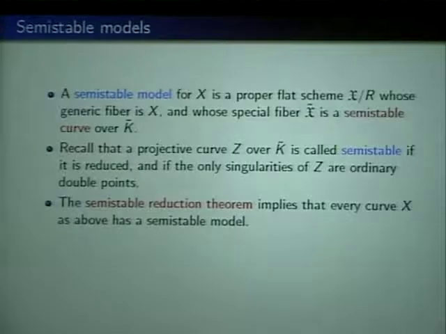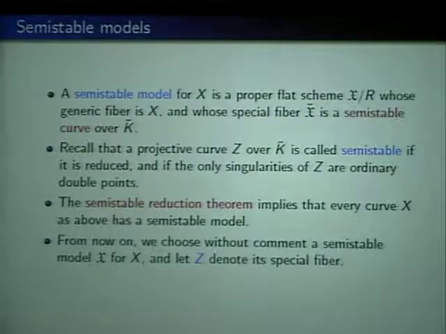So in higher dimensions, there's a serious problem in visualizing Berkovich spaces, partly due to the lack of suitable analogs of this theorem. But in dimension 1, one knows that every curve admits a nice model, from which one can build a model of the Berkovich space in a way that I will describe. And so I will choose without comment, for the most part, some semi-stable model, script X, and I will let Z denote its special fiber, so we don't have too many tildes floating around.